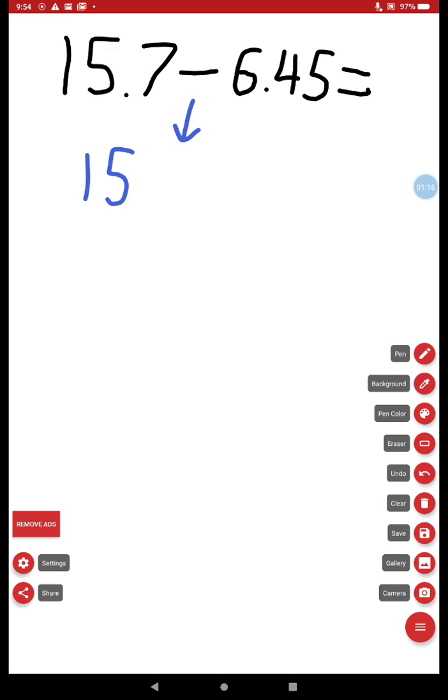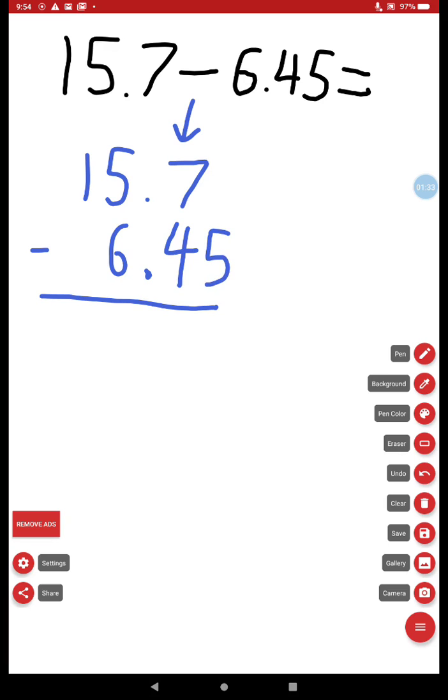15 decimal point 7, subtraction sign, equal bar. Well, where should the 6 and 45 hundredths go? I'm going to write down the decimal point first and then fill in the numbers around it. That way, I'm sure to line it up correctly. There we go. Those decimal points are in line with each other.